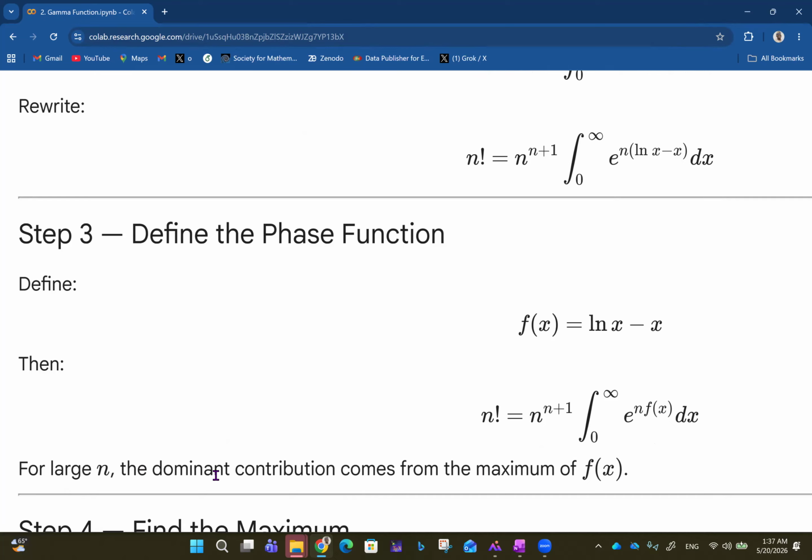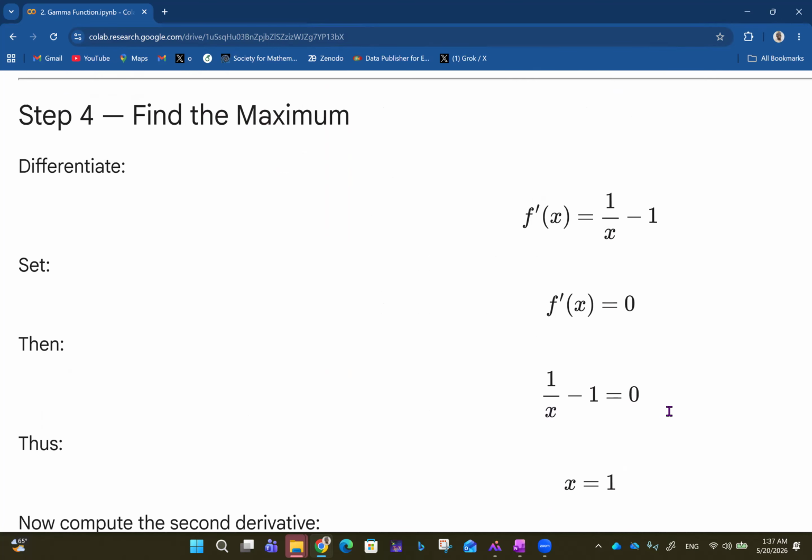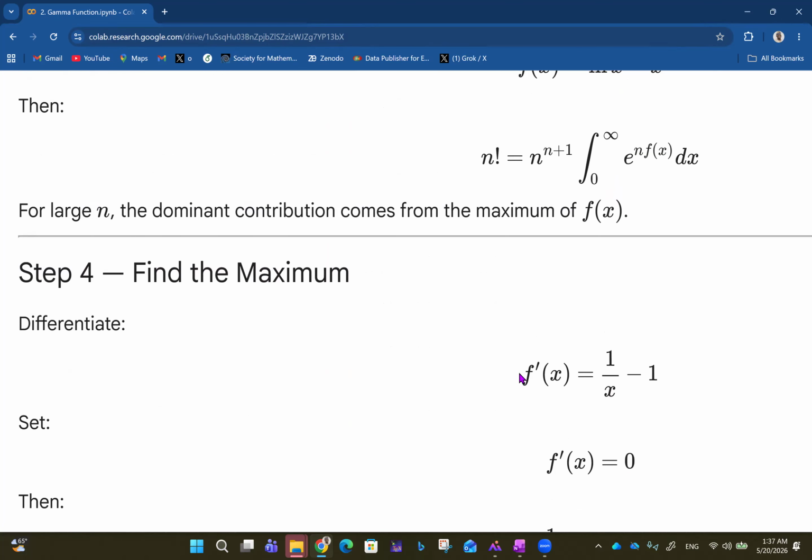So for large n, when n is very big, the dominant contribution comes from the maximum of f(x). So we then find the maximum. To find the maximum, we need to differentiate, right? We have f of x, so f prime of x will just be 1 over x minus 1.